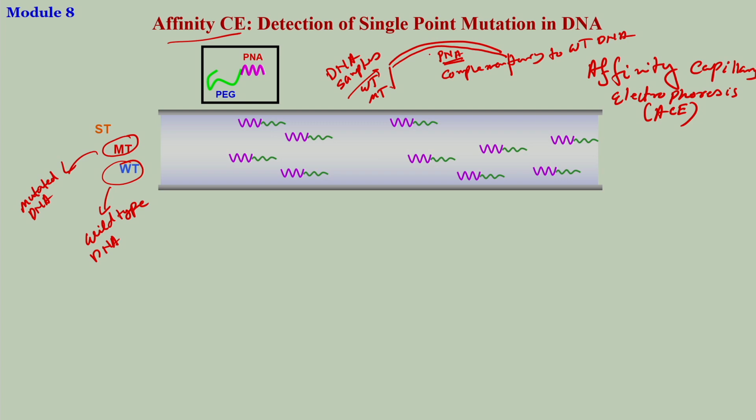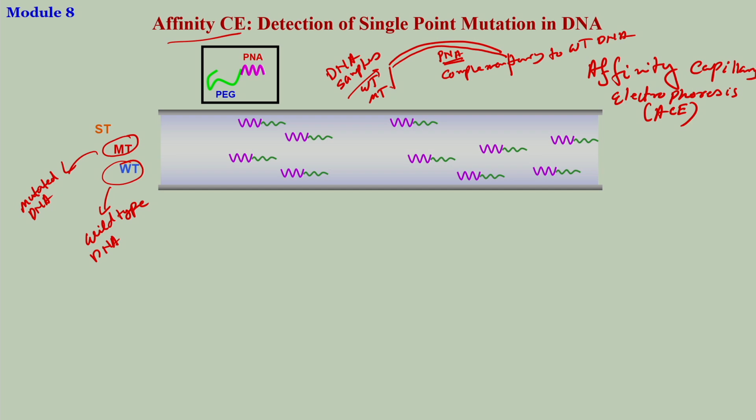So, if this has a strong hybridization, it will have more charge because this has charge, even if this is neutral, at least the size would be different, and we are separating in terms of m by z ratio. So, mass by charge. So, even if you change the mass, that itself will have an impact. In that case, because of the large size of the hybridized complex, their movement will be slow compared to the mutant. So, mutant will appear first, then will come the wild type. So, that I will show you here.